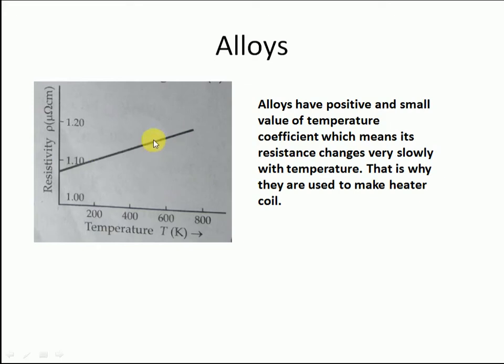Its resistivity does not change rapidly with temperature as in a conductor. So that's why alloys are good for making heating coils, because their resistivity does not change much with the temperature. So it is positive but small. In copper it was positive but a high value of alpha, so here the value of alpha is less.